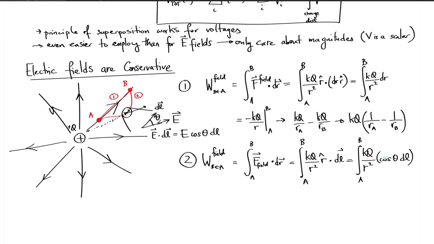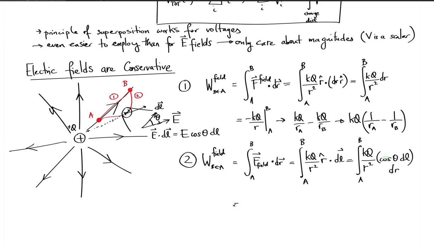So dl cos theta is actually just going to be dr though, right? Because dl is coming out at some angle, which is not necessarily radially outwards, but E is radially outwards. And when we take dl cos theta, we're projecting dl onto the radial direction. So dl cos theta is nothing more than dr.